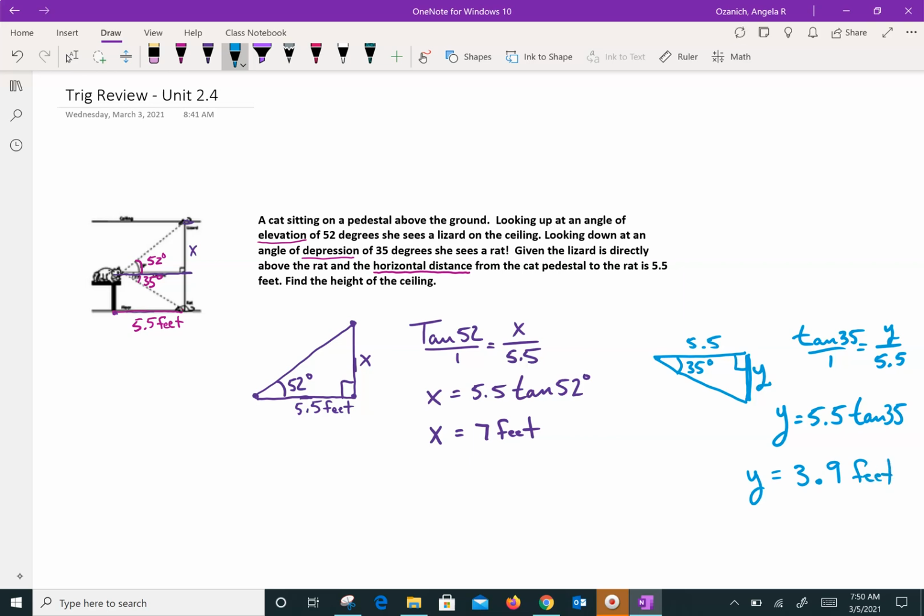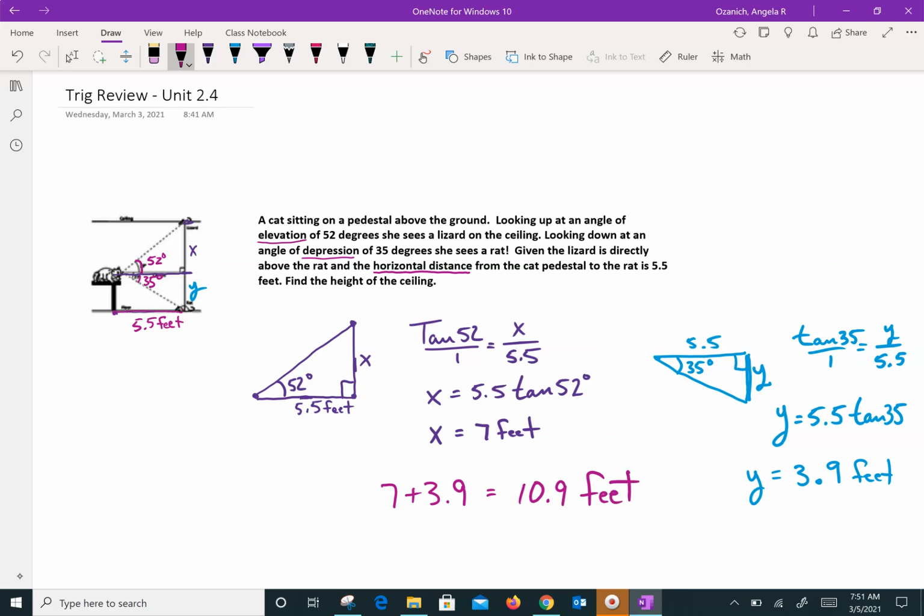Okay, so now we have x and y, and what is going to be our last step? What do you guys think? All right, so our total distance, you're right, we need to add them together. So our total distance, I don't need that to be a y, is going to be 7 feet plus 3.9 feet, which is going to give us 10.9 feet.